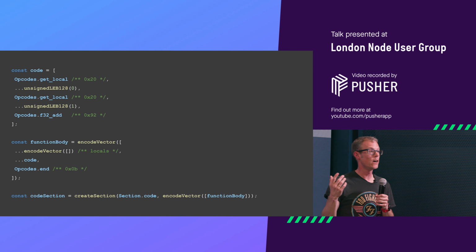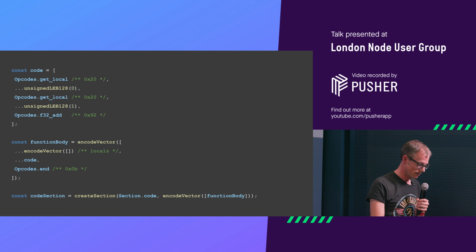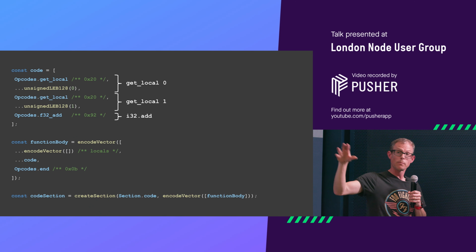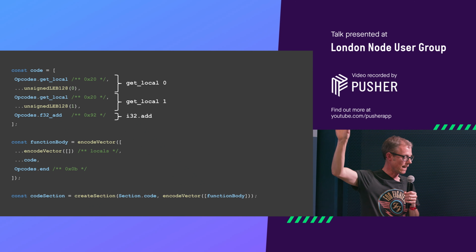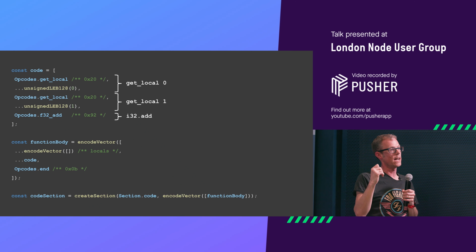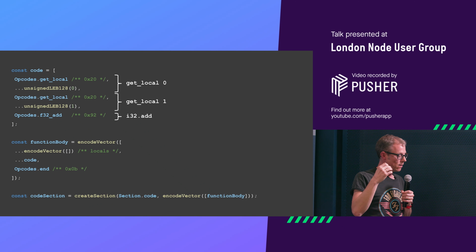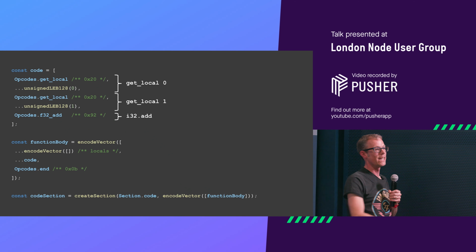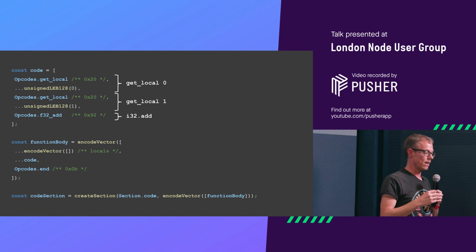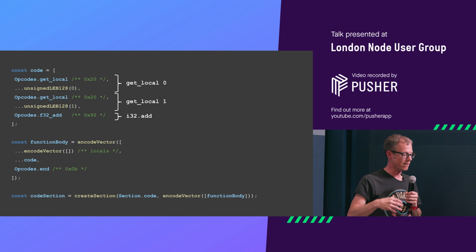So how do we encode that simple add function in JavaScript? So here is my code, which is an array of bytes. The first one here is get local 0. So I've got an enumeration of my different opcodes, and what I'm doing here is unsigned leb128 is an encoding, it's a variable length encoding for integers. So what I'm doing here is encoding in binary get local 0, get local 1, and the add function.